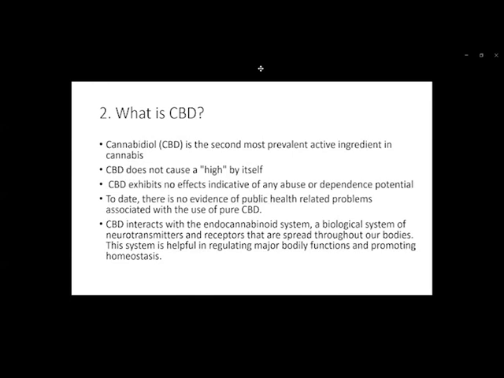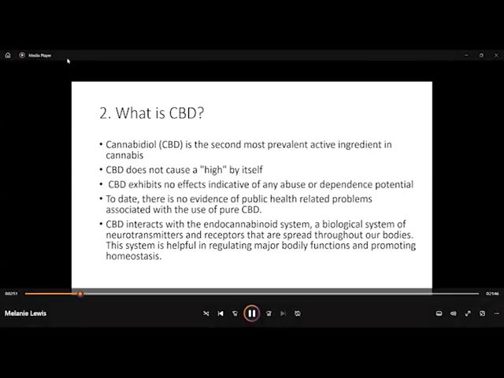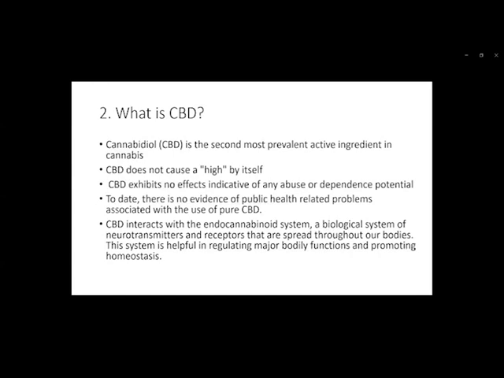CBD interacts with the endocannabinoid system, and the endocannabinoid system is a biological system of neurotransmitters and receptors that are spread throughout our bodies. This system is helpful in regulating major bodily functions and promoting homeostasis. Homeostasis is to maintain and enhance general health. That's what it means. I'm not going to go into too much detail about the endocannabinoid system because I think James has already touched on that. There are some really nice videos that I'll be sharing with you as well on the endocannabinoid system, and you can take a look at that. Okay, moving on.